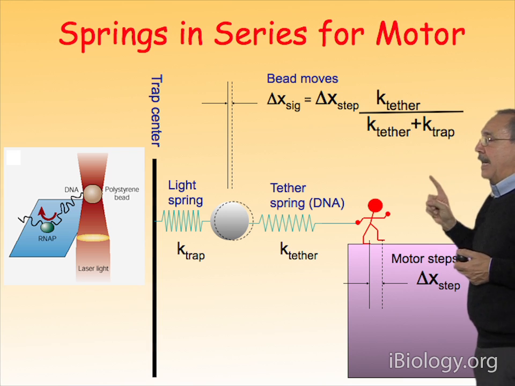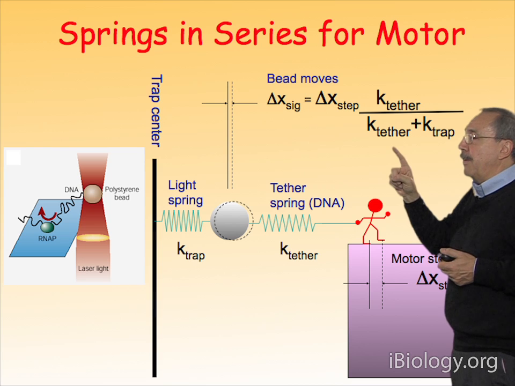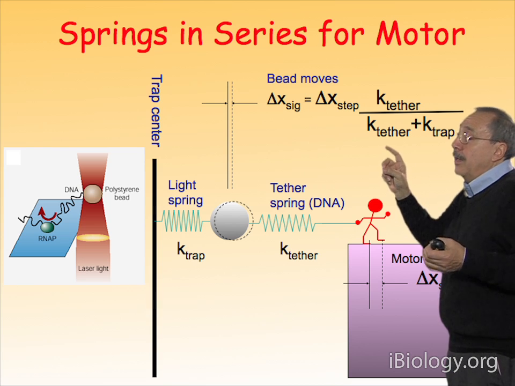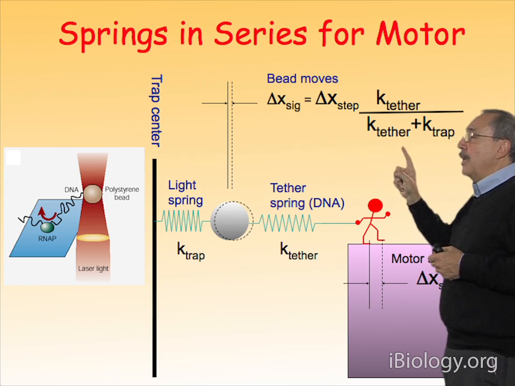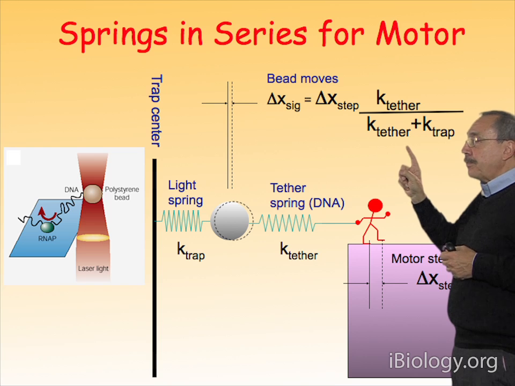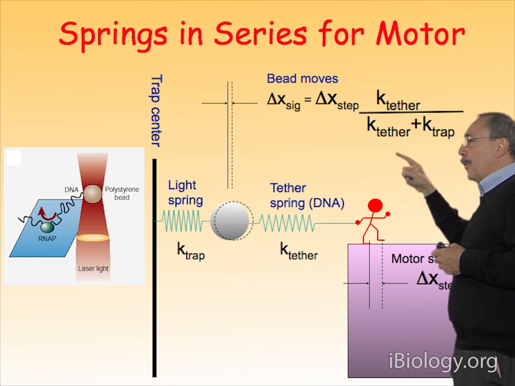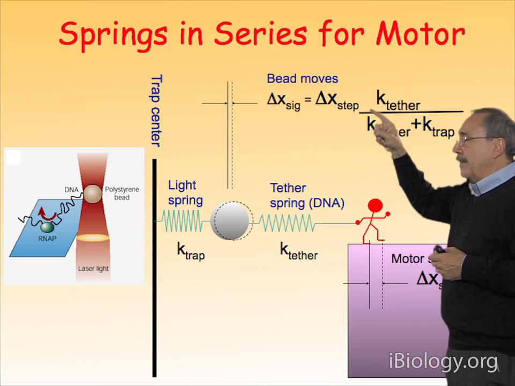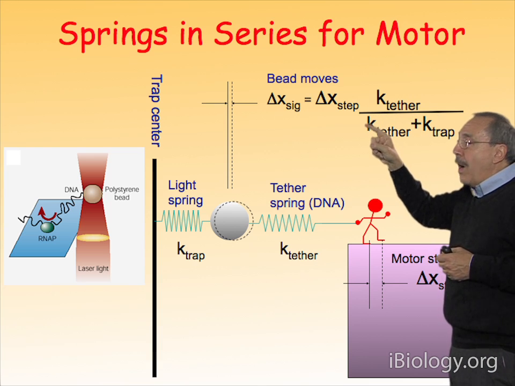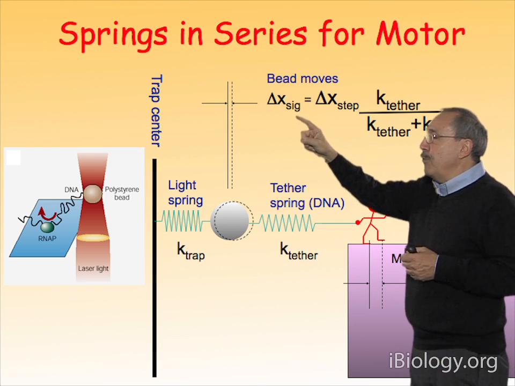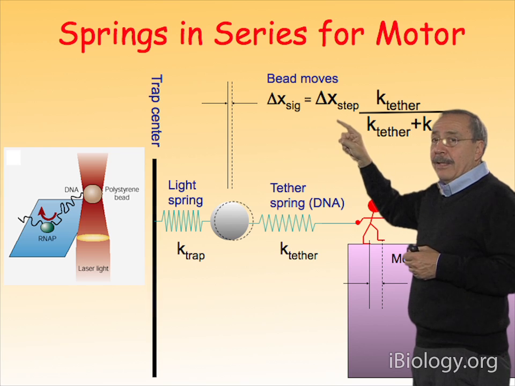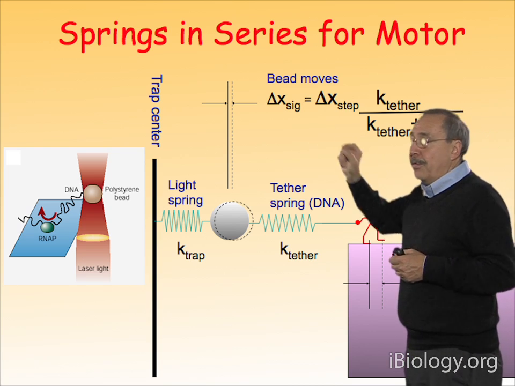Okay? And because the stiffness of the tether is not very, very high, but rather the tether is maybe flexible, you see that in the end, this quantity, that is the ratio of the k's of these stiffnesses, is going to be smaller than 1, and therefore the signal that you measure is going to be smaller than the actual step of the motor.